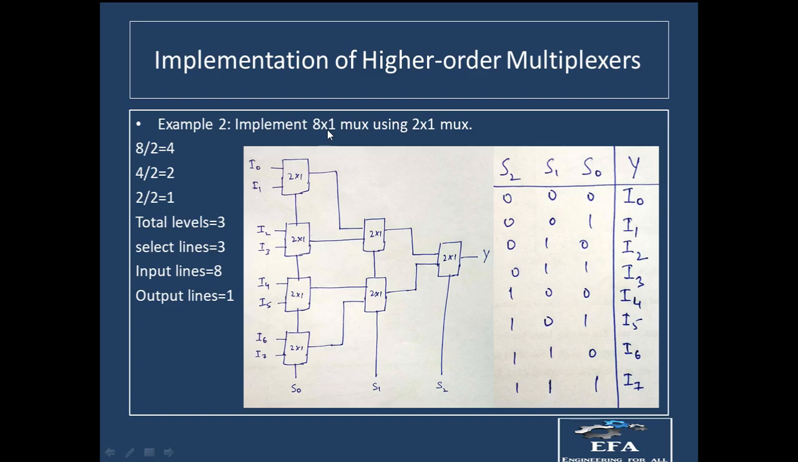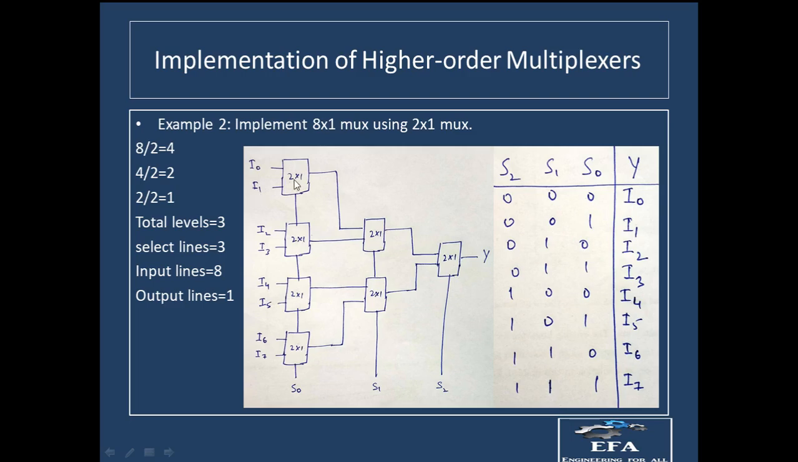So whatever is there in the power, that is 3, that will be the number of the select lines. So select lines are equal to 3. Input lines will be equal to 8 and the output lines will be a single one, that is 1. Again we can make the 2:1 multiplexers like this. In the first level 4 multiplexers are made, in the second level 2 multiplexers are made, in the third level the single multiplexer is made, right?